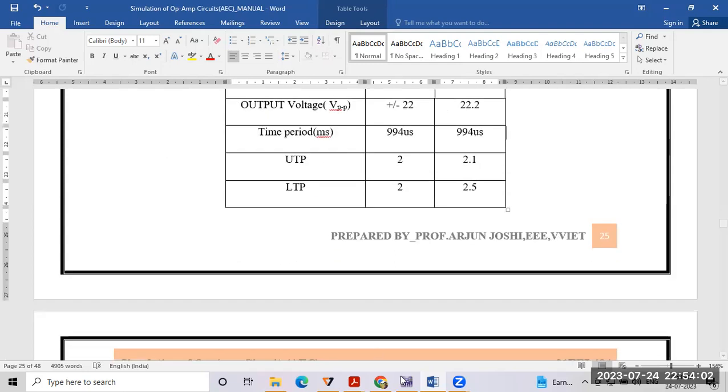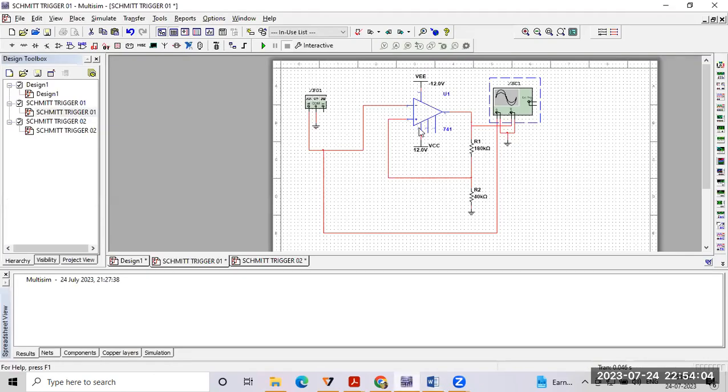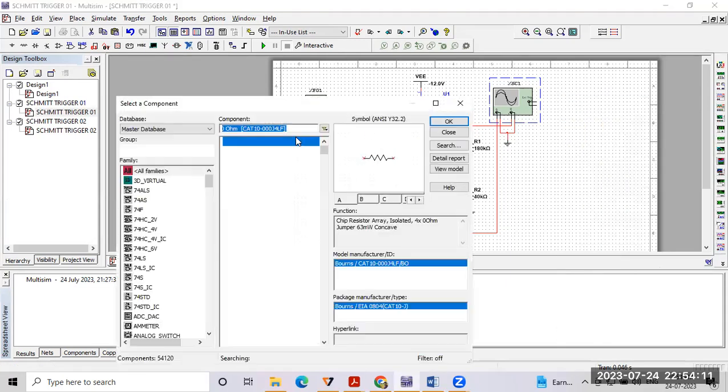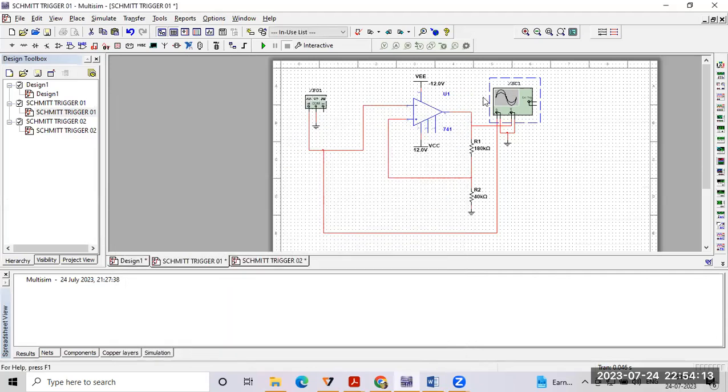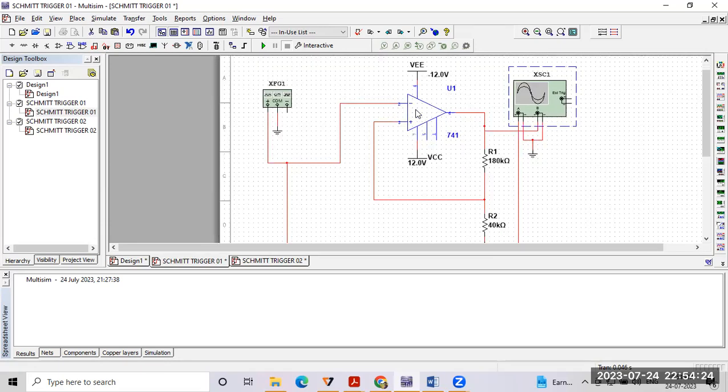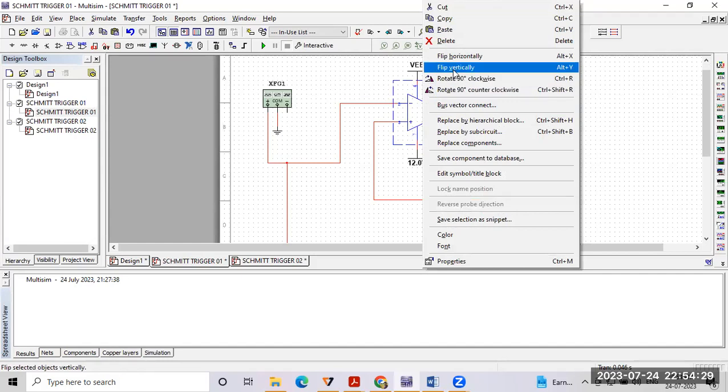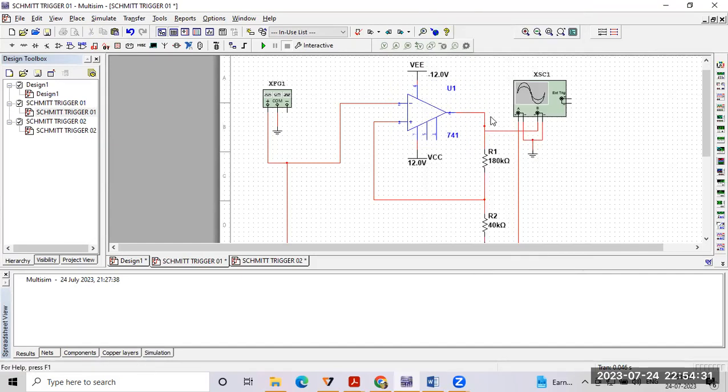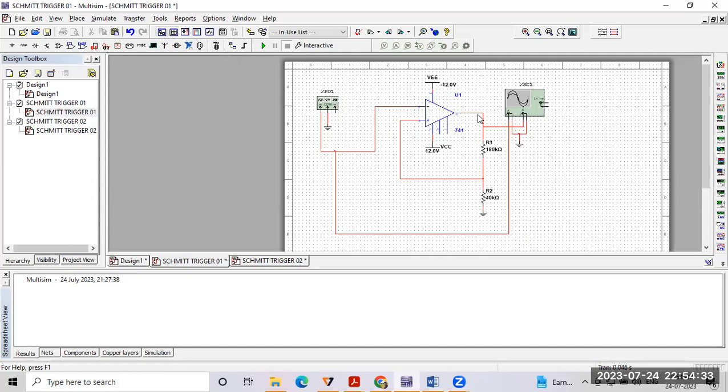Now I'm going to simulate the circuit like this. Very simple simulation. I think all of you know how to simulate the circuit. We need to take the components from the place component: 741 IC, VCC, VEE, ground, oscilloscope, and function generator. Everything else remains the same. We can rotate this circuit using flip vertically or horizontally. You can see the circuit diagram and build it.